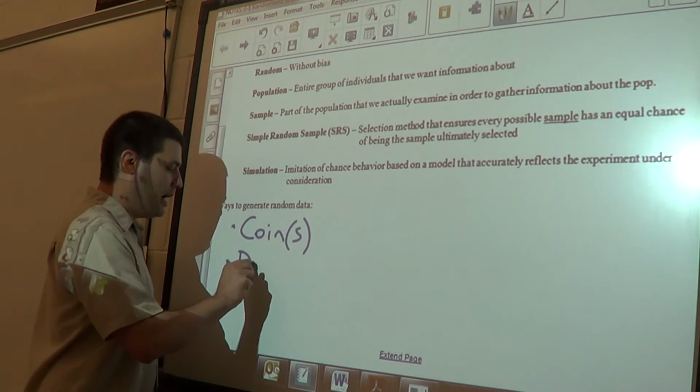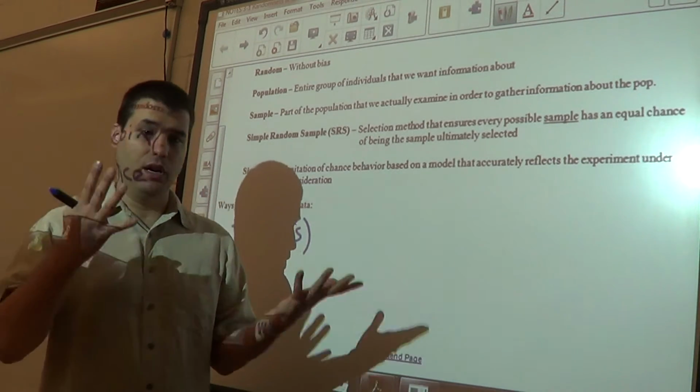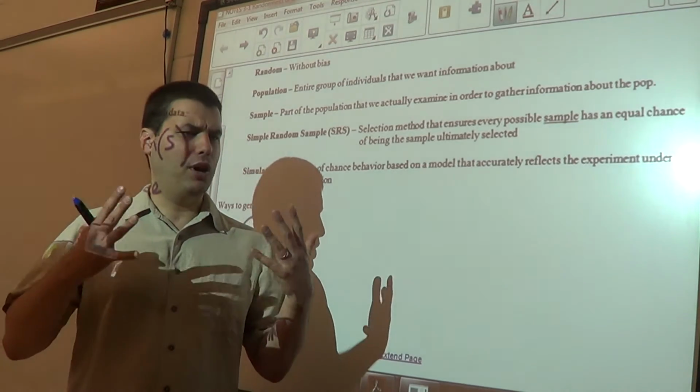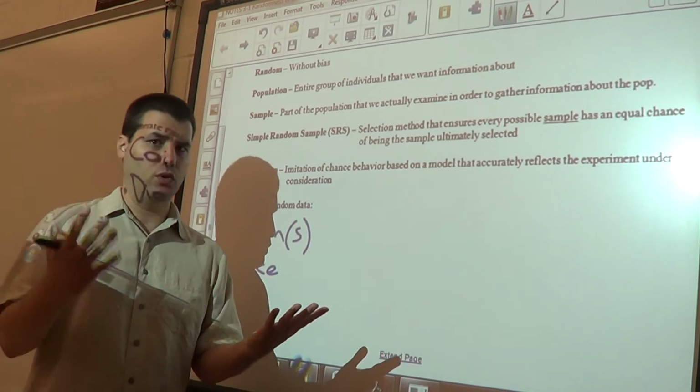Another one we use a lot is a die or dice. If you have 1 die, that can be very useful as long as you can break up the different events into probabilities out of 6. That could still work for half and half, right? 1, 2, 3 versus 4, 5, 6.